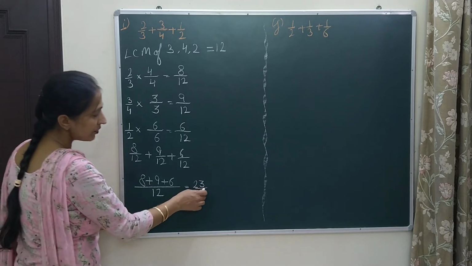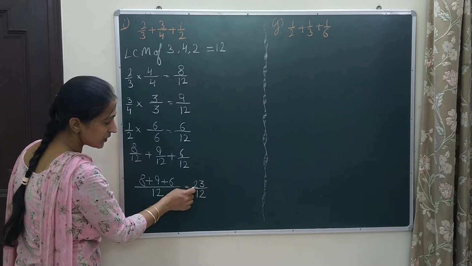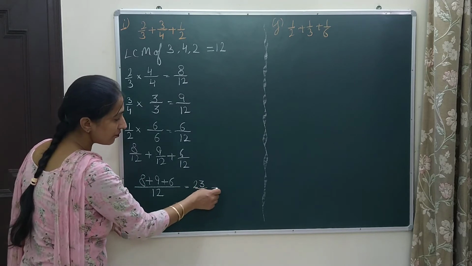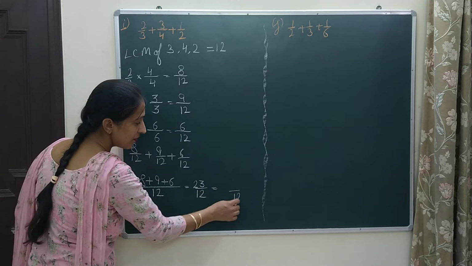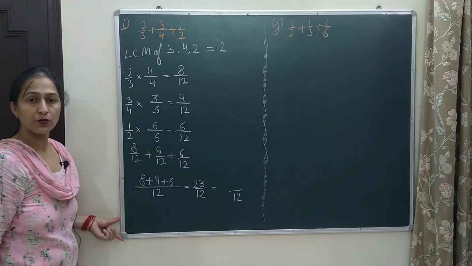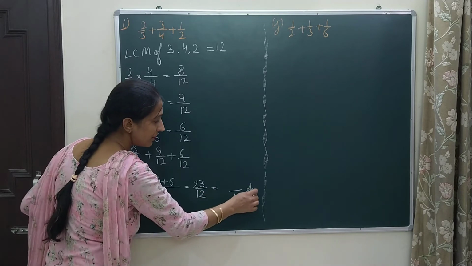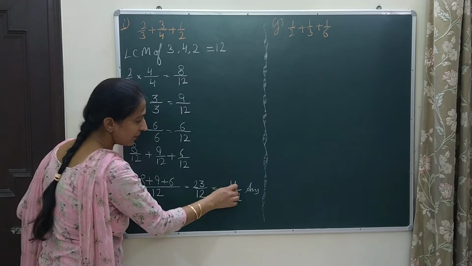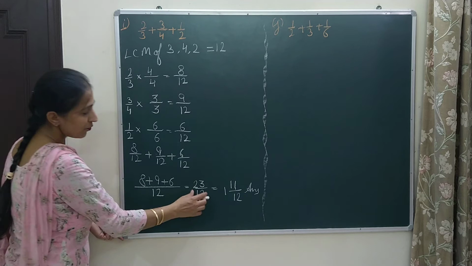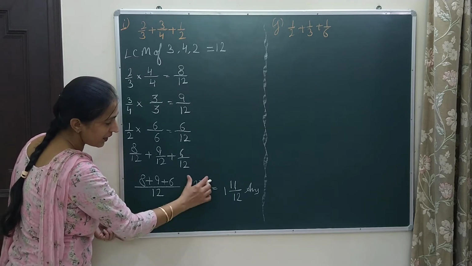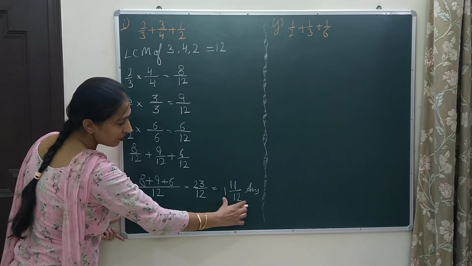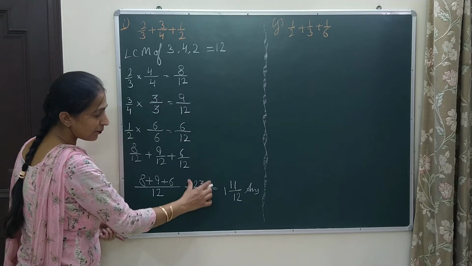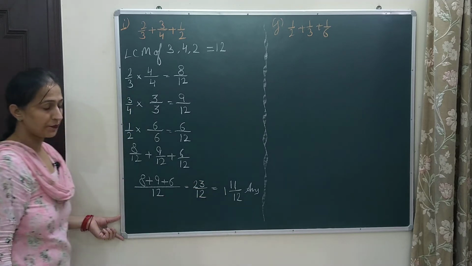Whenever in our answer we have an improper fraction, we will not leave the answer as it is. We will try to convert that into a mixed fraction. So when we convert this into a mixed fraction, it will be 1 and 11 by 12. So whenever you have an improper fraction as your answer, you need to convert that into a mixed fraction. Whenever you have a proper fraction, then it is okay.